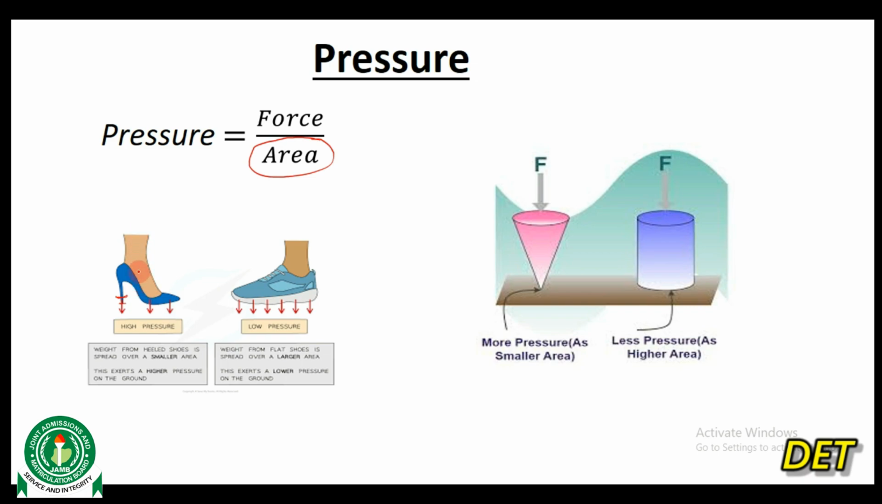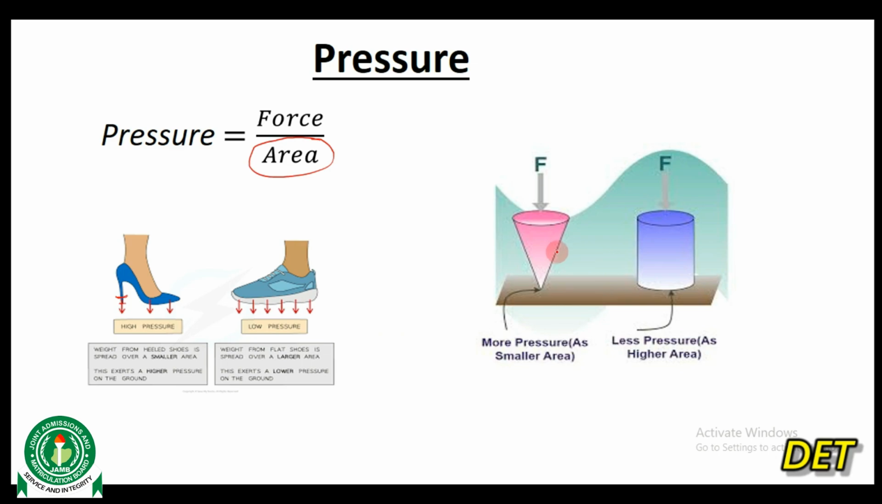The reason why a pointed shoe like this will exert more pressure than a flat sole shoe is because of the surface area, right? Because the surface area is smaller, and so it will exert more pressure. With the flat sole, the surface area is big, and so the pressure will be less.